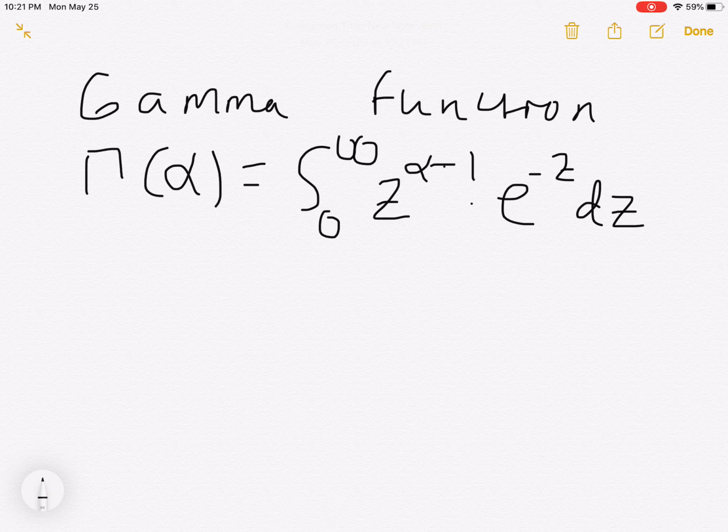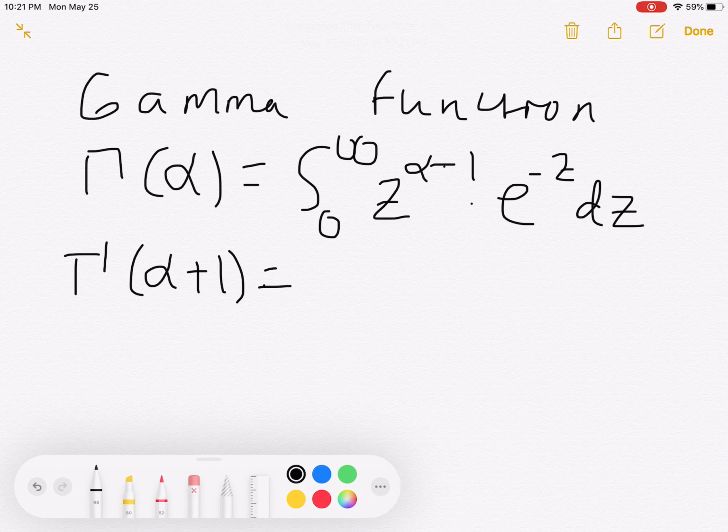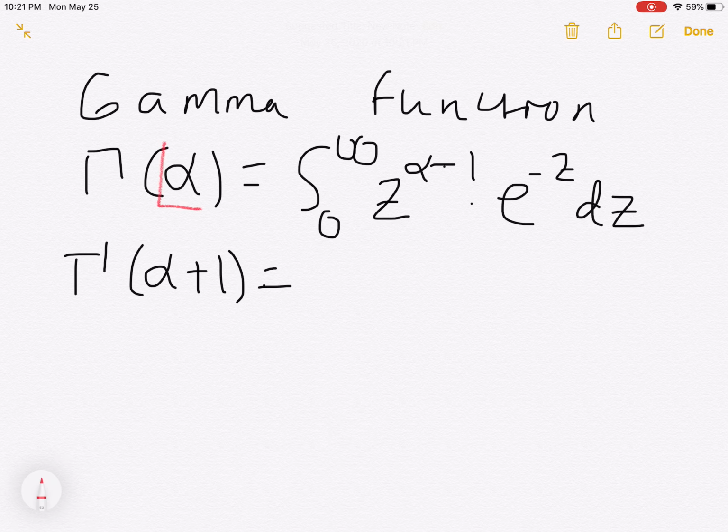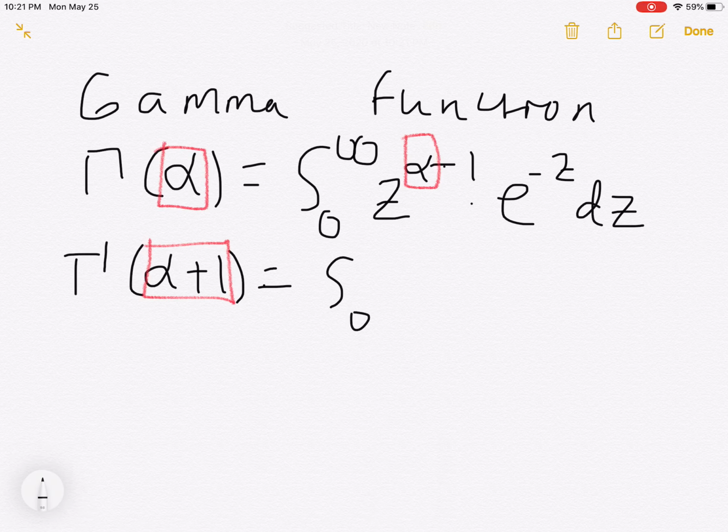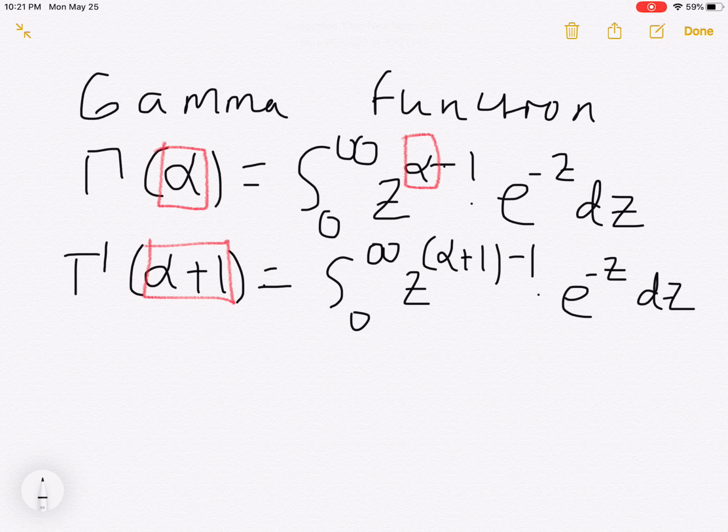Now, one thing that I'd like to note is that just by composition, this gamma of alpha plus 1, instead of having an alpha, I'm going to replace alpha by alpha plus 1, and we're going to get that this is the integral from 0 to infinity of z to the alpha plus 1 minus 1 times e to the minus z dz.